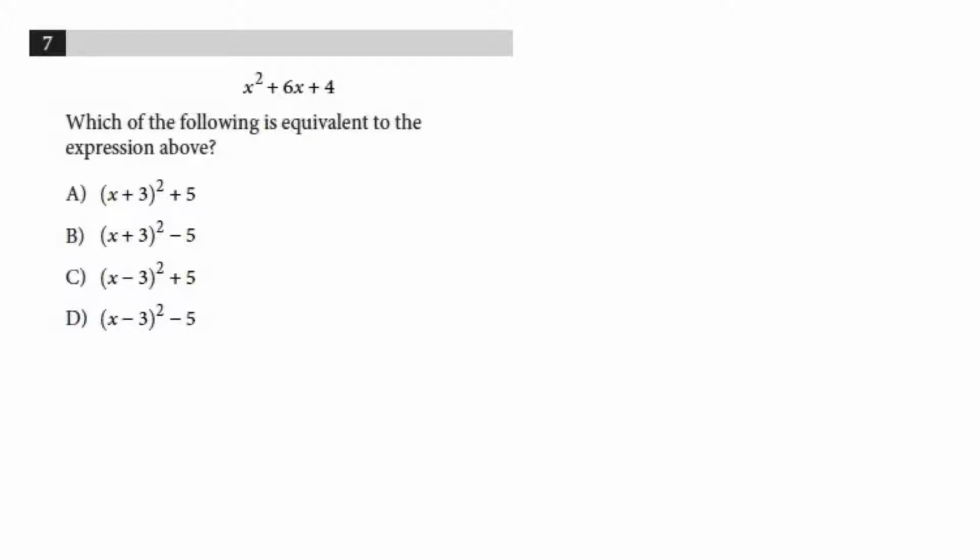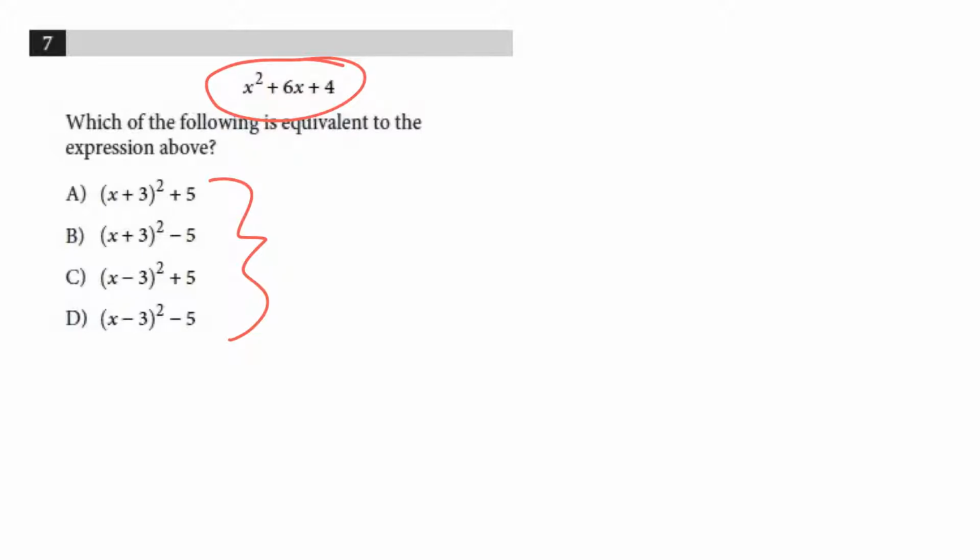Number 7. X squared plus 6x plus 4. Which of the following is equivalent to the expression above? Okay, well, it looks like all of these are in vertex form, and we're starting in standard form. So to get from standard to vertex form, you complete the square.